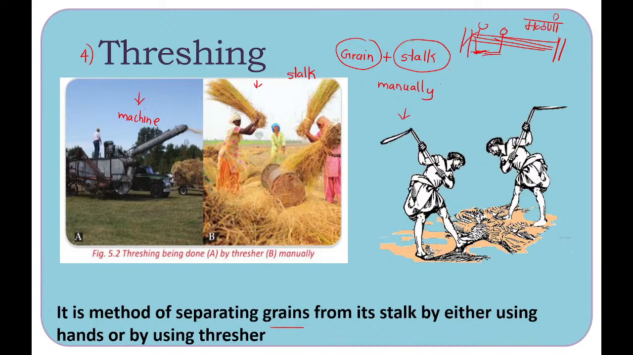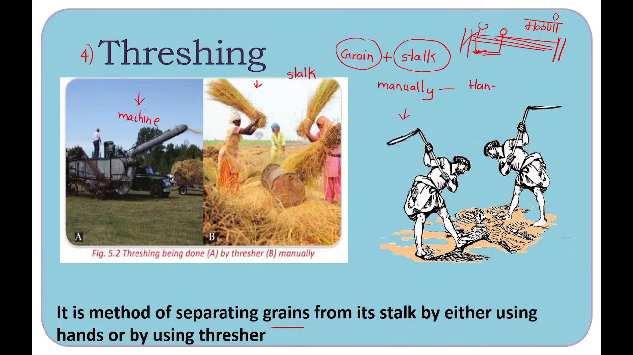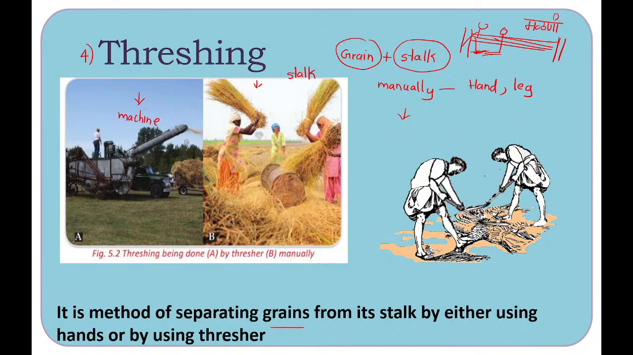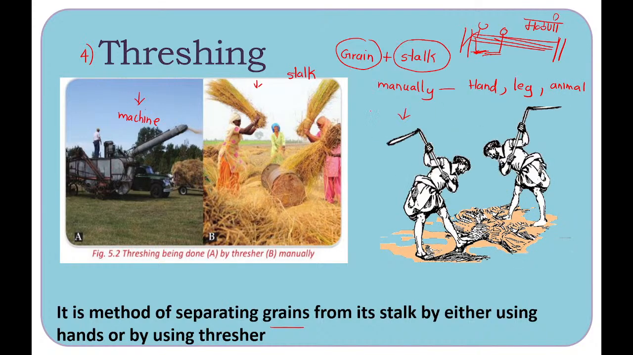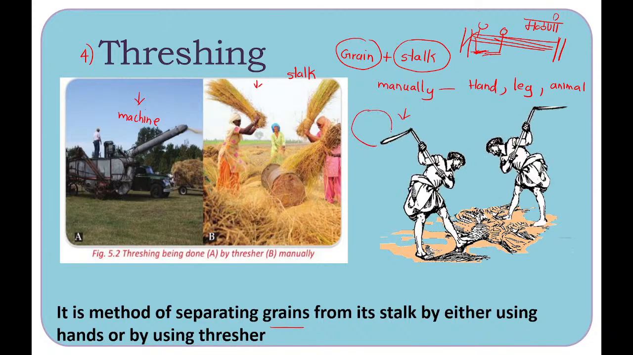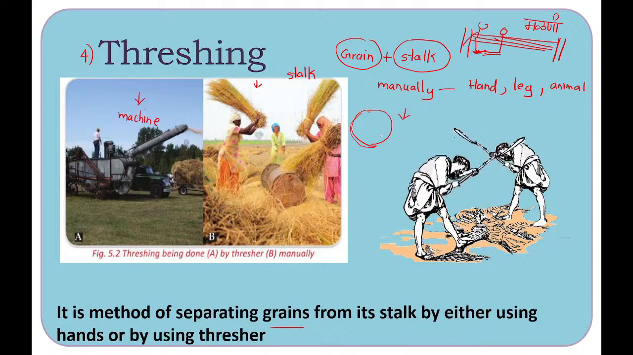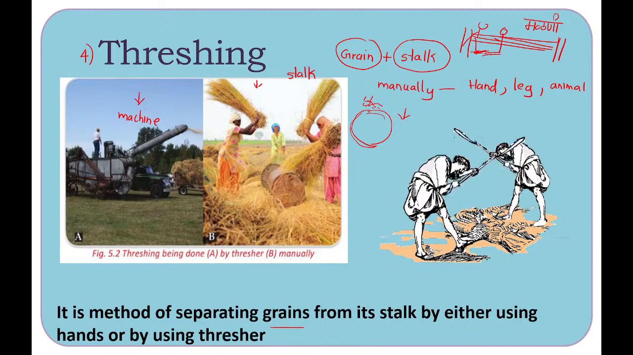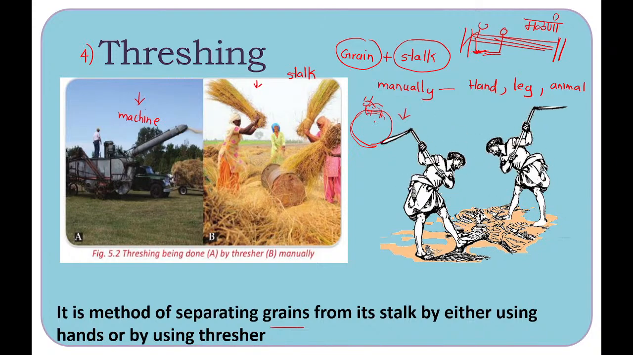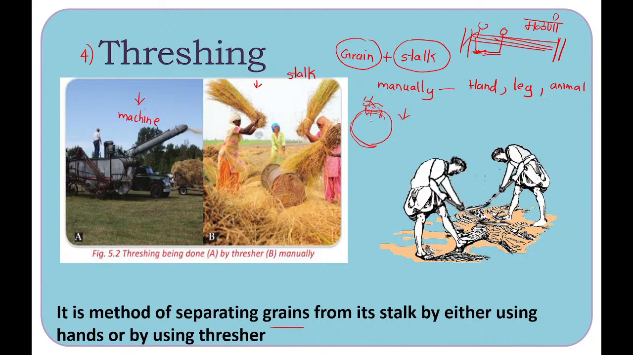Either you can use your hands, so manually, or using the legs, or in some places you find animals are also being used. They arrange the stalks in a circular manner, and cattle are allowed to walk on that grain. After the cattle walk on the stalks, what happens? The grains get separated from the stalk. So all these different methods are called threshing.